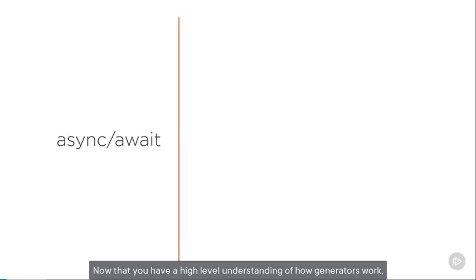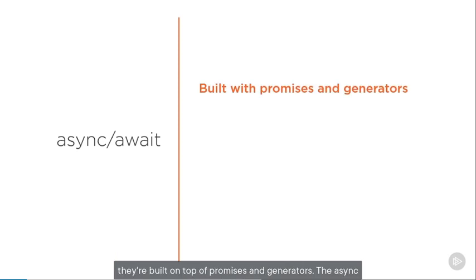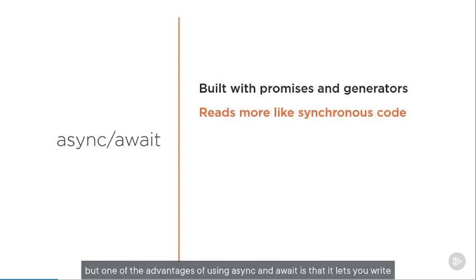Now that you have a high-level understanding of how generators work, it's finally time to take a look at the async and await keywords. As I've already mentioned, they're built on top of promises and generators. The async keyword marks a function as one that can be paused while it awaits the resolution of a promise. I'll show you the syntax in just a second, but one of the advantages of using async and await is that it lets you write asynchronous code that reads more like synchronous code. It reads more top to bottom without you having to mentally follow the path of a callback or a handler method registered with a promise.